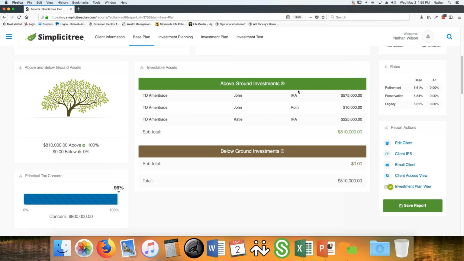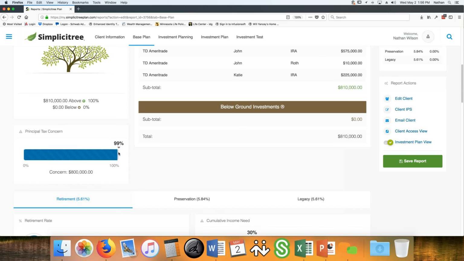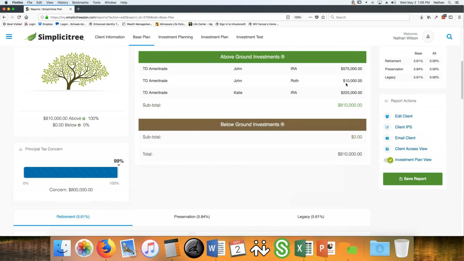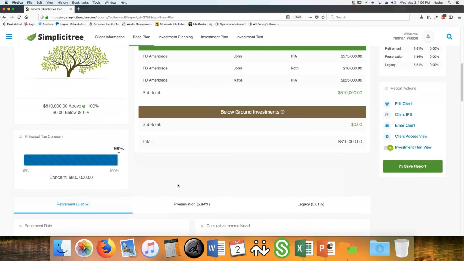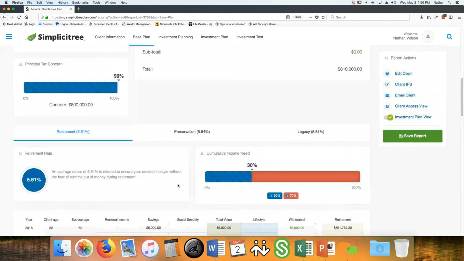The other thing that we typically see with brand new clients is a large percentage of their assets subject to future taxation. So in this case, everything but this little $10,000 in the Roth is subject to future taxes by yet to be elected Congress. And that is, quite frankly, fairly scary.